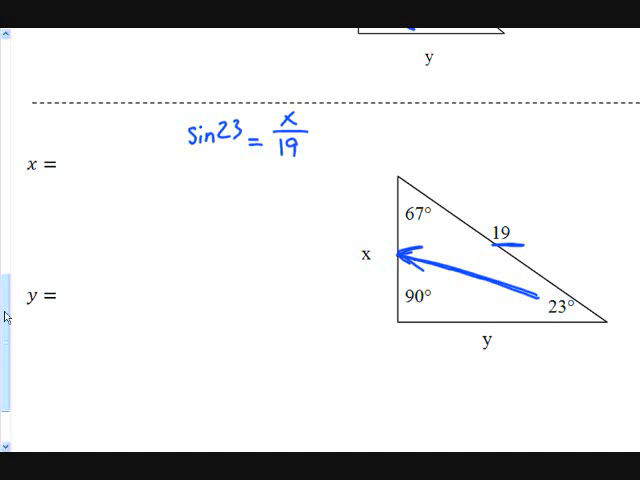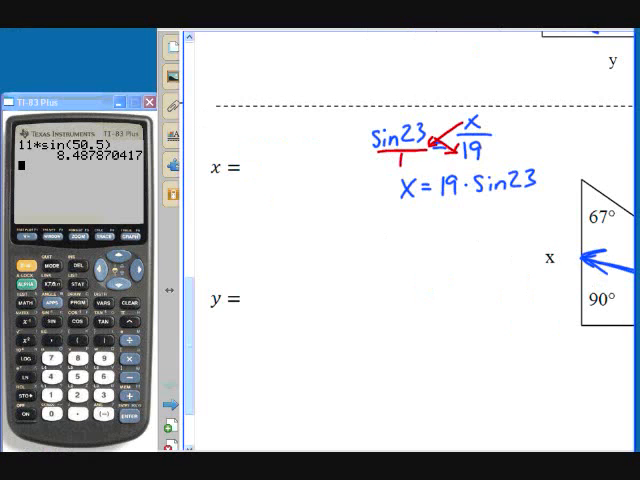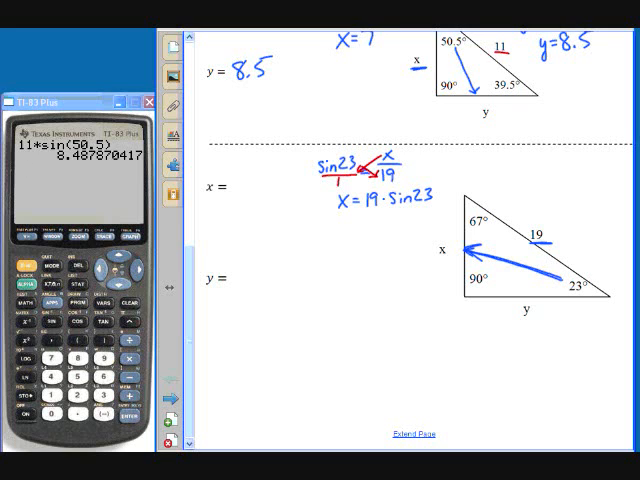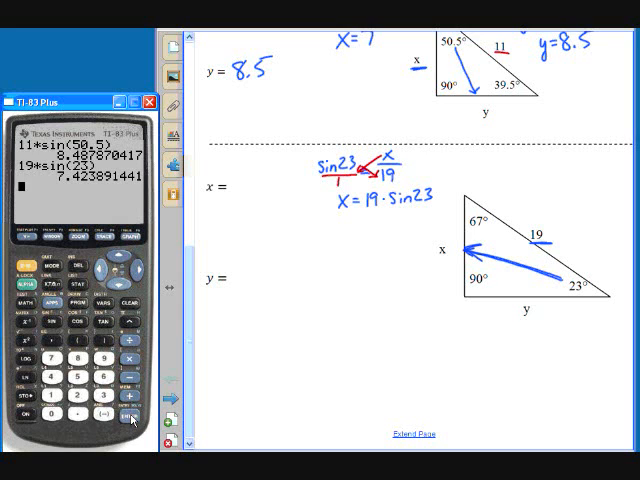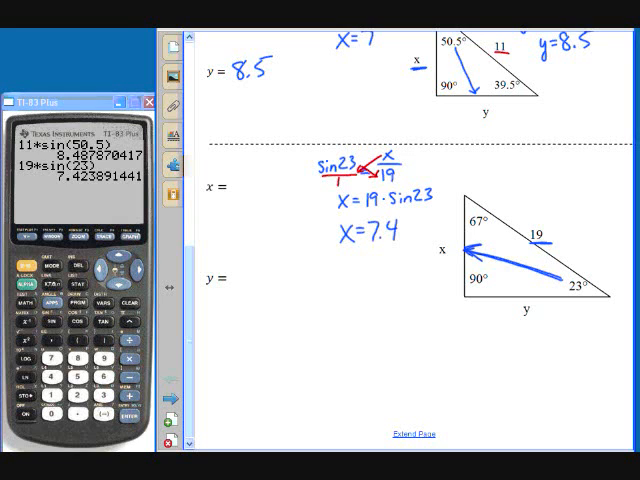And now I have to cross multiply and solve for x. Again, this is over 1, so I do x times 1, which is going to give me x. Then I do the sine of 23 times 19, which is just a multiplication problem. 19 times the sine of 23. And I always write the sine second because it's easier to punch into my calculator that way. I'll make fewer mistakes. So 19 times the sine of 23 degrees. I hit enter and I get about 7.4. So I find out that x equals 7.4.